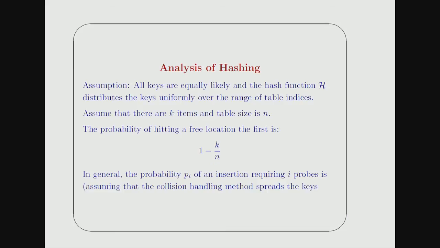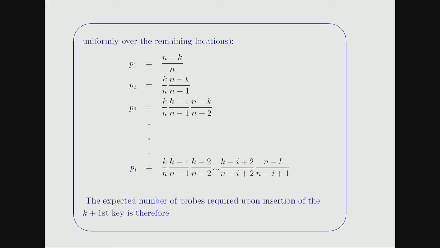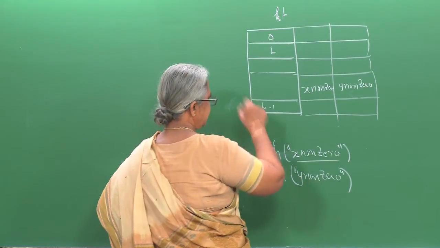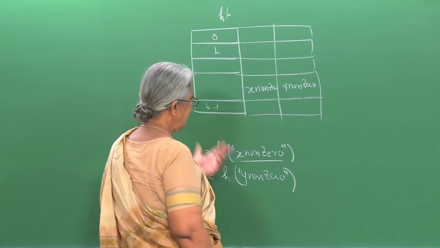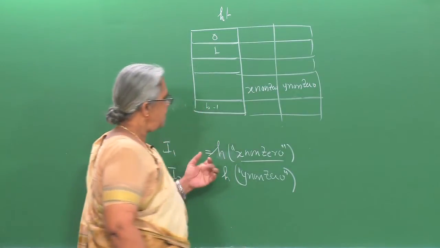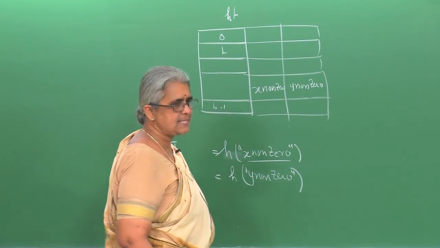So I'm going to take a particular hash function, and assume that there are k items and the table size is n. Then the probability of hitting a free location the first time is 1 minus k over n. Because there are already k items, and I want to choose one of the locations where the k items are not present. So in general, the probability p_i of an insertion requiring i probes, assuming the collision handling mechanism, is this: let us say the first time you ran h of x, it came to the same location. Then hopefully the next time I make a probe, and this location is already full, it will distribute it such that this location is not used and it accesses the other locations.